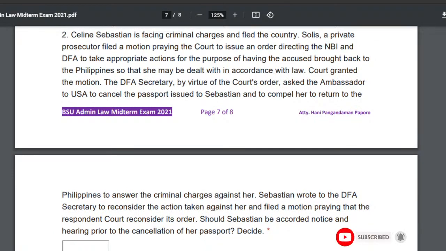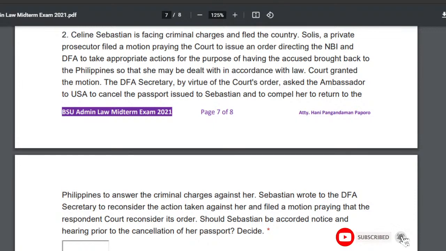Yes or no, and then state your reason. Decide. Again, yes or no. So you say yes, period. Sebastian should be accorded notice and hearing prior to the cancellation of a passport because under rah, rah, rah. Okay, that's how you write it. Or you say no, period. Sebastian should not be accorded notice and hearing prior to cancellation of a passport because rah, rah, rah.